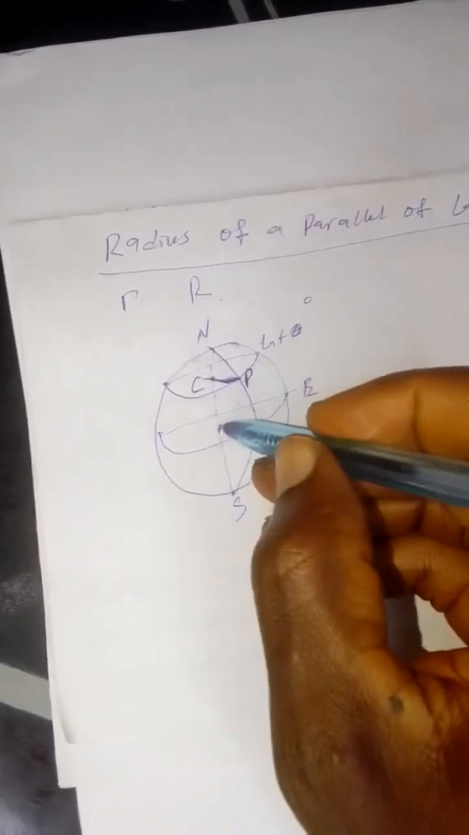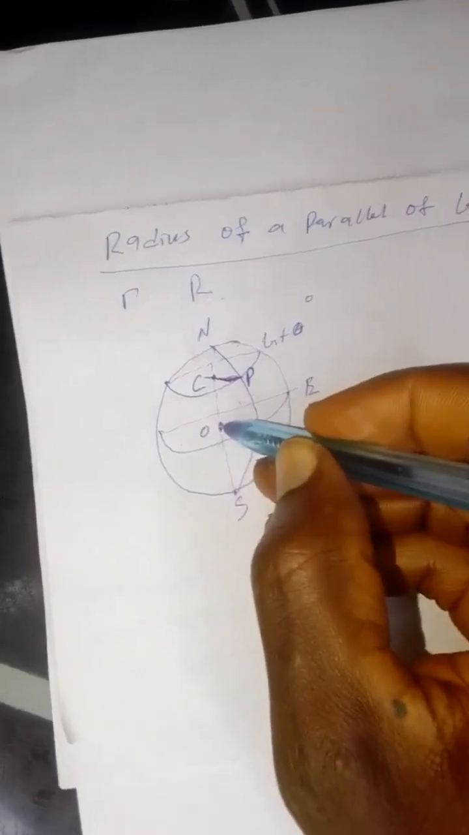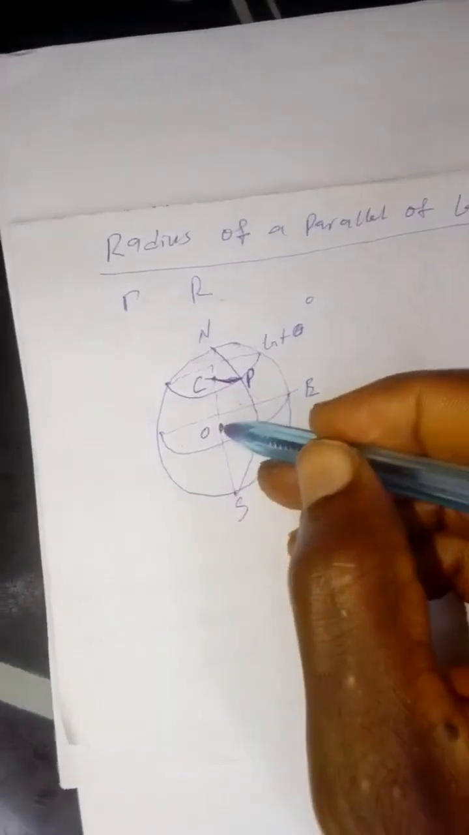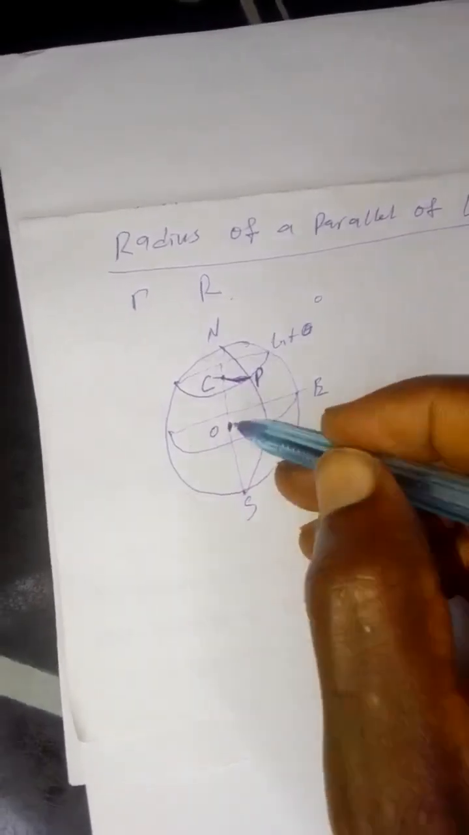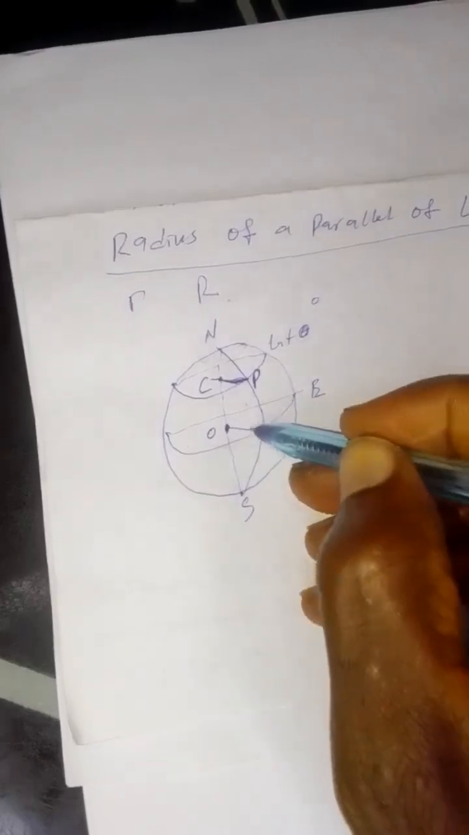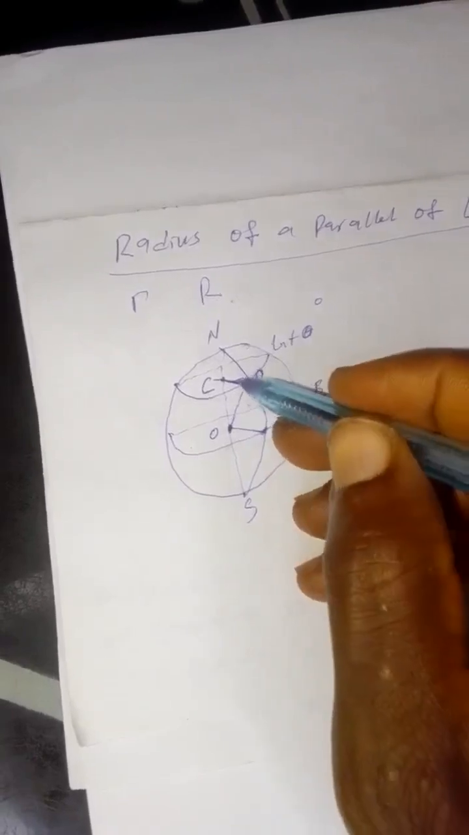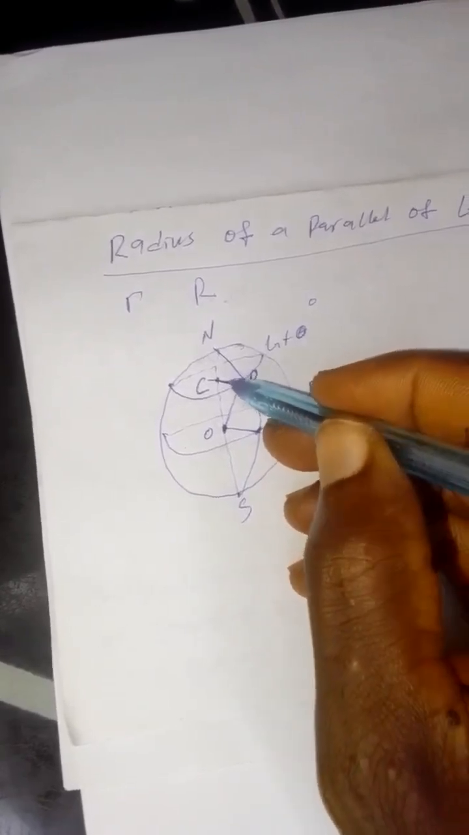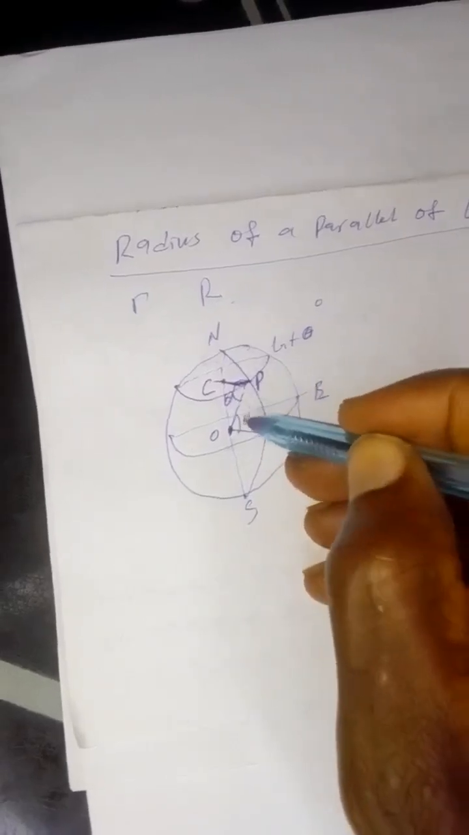Then this is the center of the Earth's surface, which is 0. Then let's assume we have another point on the Earth's surface, on the equator, E. So you can see we have something like this. So if this is theta, this is also theta.